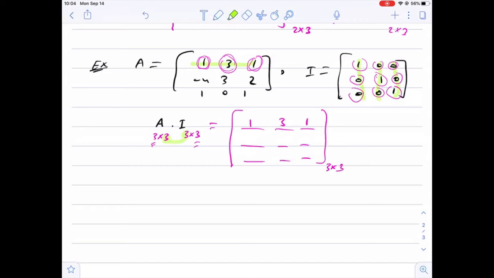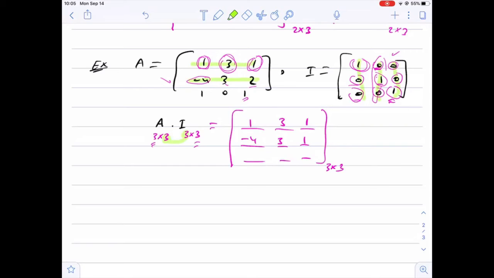And then we do a similar thing for the second row. So we multiply the second row by the first column, second column, and third column of I. So negative 4 times 1 is negative 4, and then 3 times 0, 2 times 0, those are zeros, and then we multiply it by the second column. So negative 4 times 0 is 0, 3 corresponds to 1, so we consider it, and then 2 times 0 is 0. Then we multiply the second row by the third column. So 1 times 0 is 0, 0 times 0 is 0, 1 times 1 is 1.